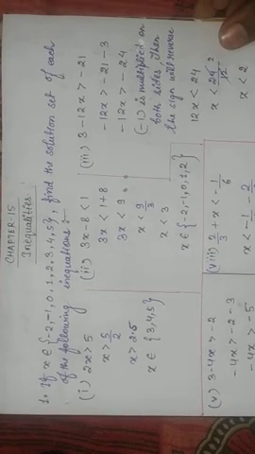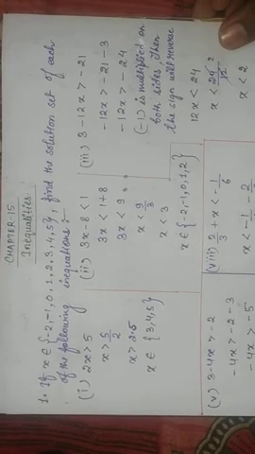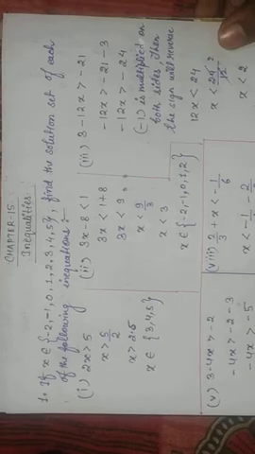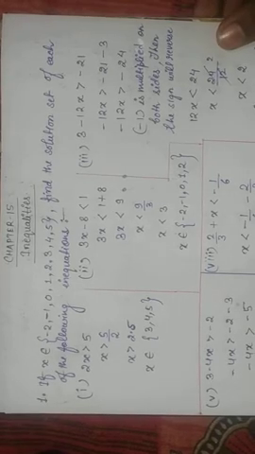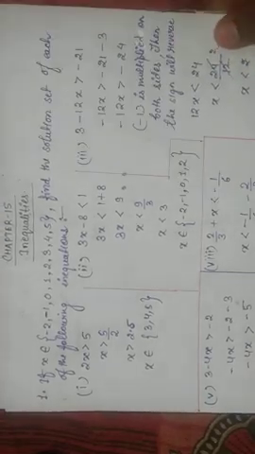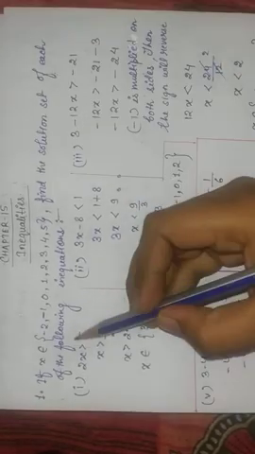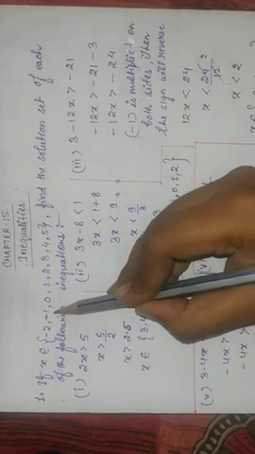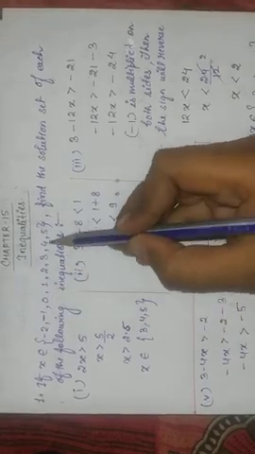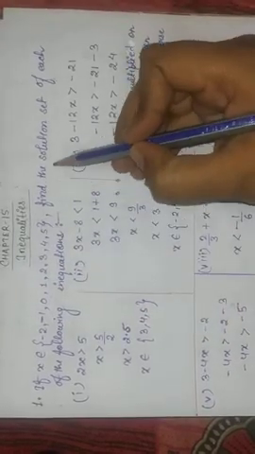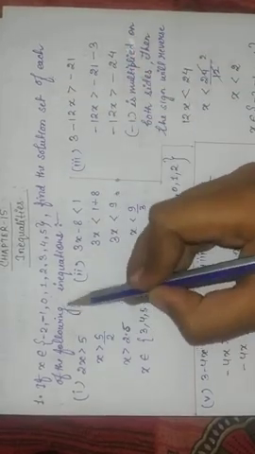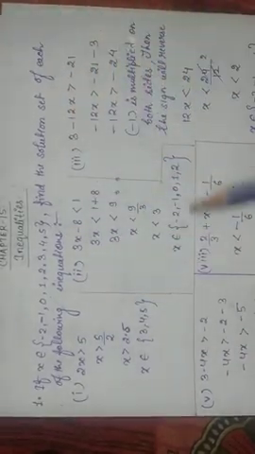Good morning, students. Today we are going to discuss chapter number 17, that is inequalities. So in the first question, it is given that x belongs to {-2, -1, 0, 1, 2, 3, 4, 5}. So find the solution set of each of the following inequations.